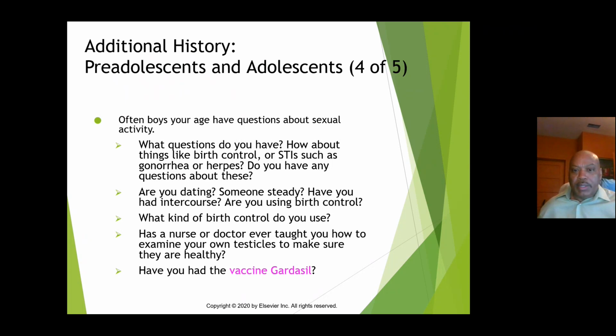Kind of went ahead of myself on some of these, but also often boys your age have questions about sexual activity. Another question to ask: what questions do you have? How about things like birth control, sexually transmitted infections such as gonorrhea or herpes? Are you dating? I've talked about that already. Are you using birth control?